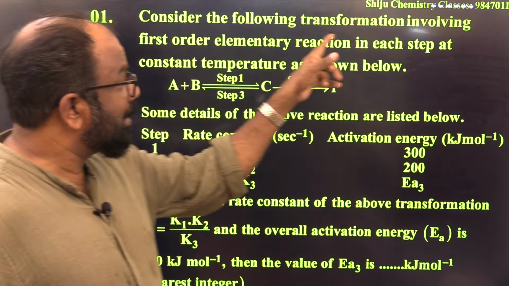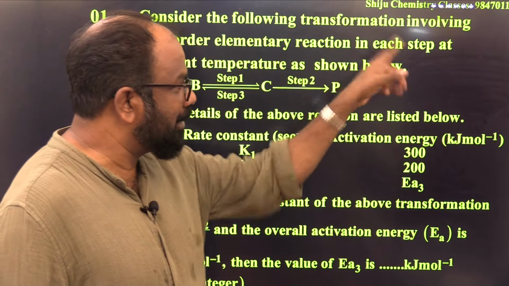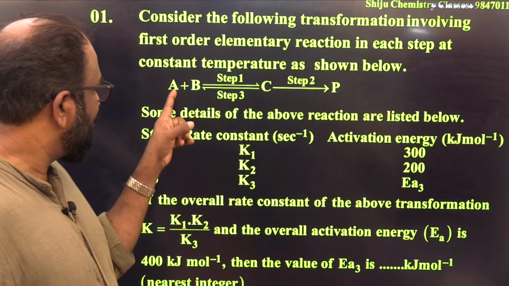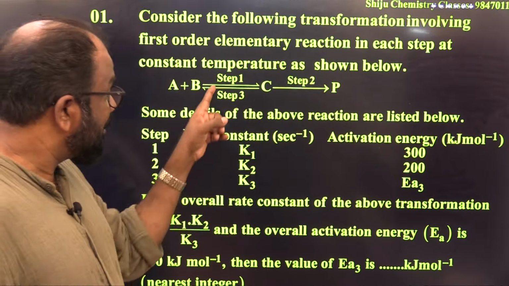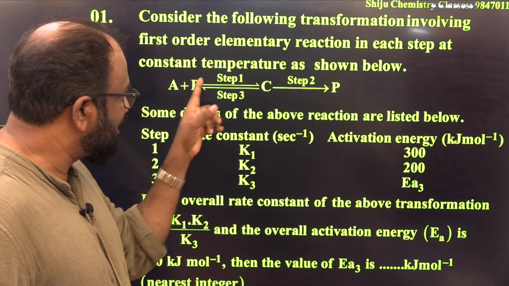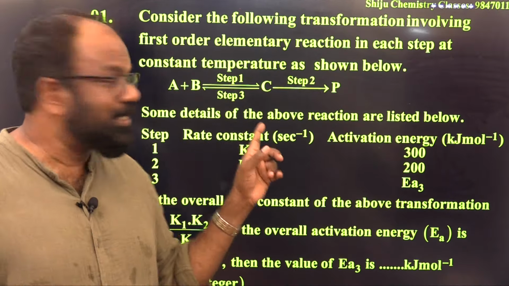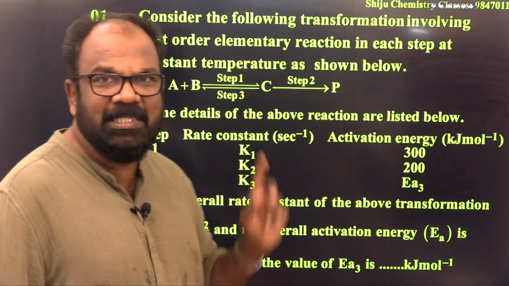Consider the following transformation involving first order elementary reaction in each step at constant temperature as shown below. The given equation is A plus B reversibly gives C giving P. In the first step, in the reversible reaction, the forward reaction is represented by step 1 and backward reaction is by step 3. And the equation C giving P is represented by step 2.